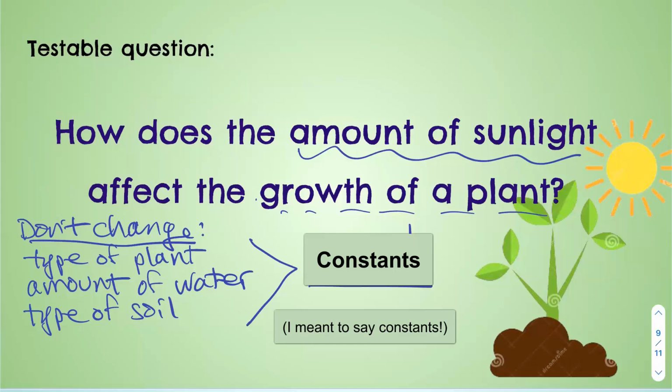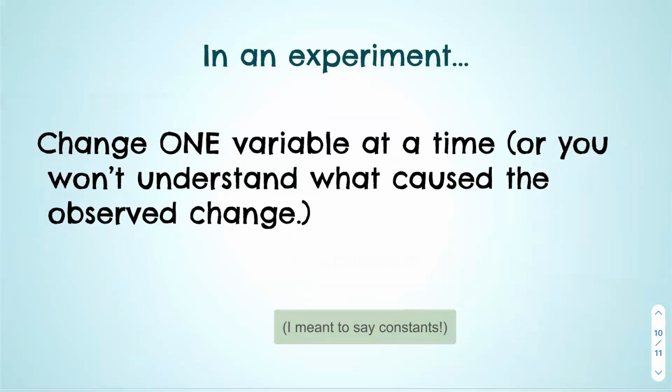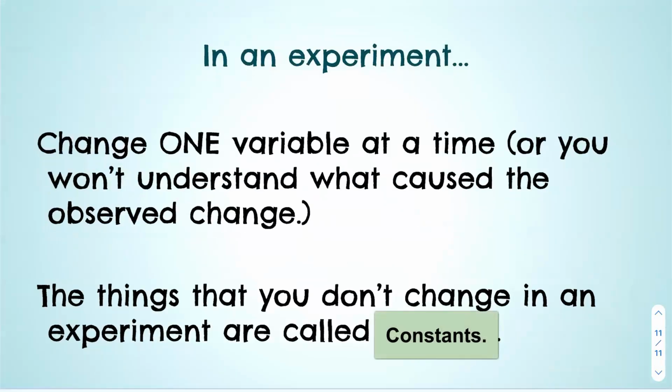Control is another type of variable. It's the variable that you don't change. These are the controls. So in an experiment, change one variable at a time, or you won't understand your outcome. You won't be able to figure out what your numbers mean. And again, the things that you don't change are called the controls. All right, excellent.